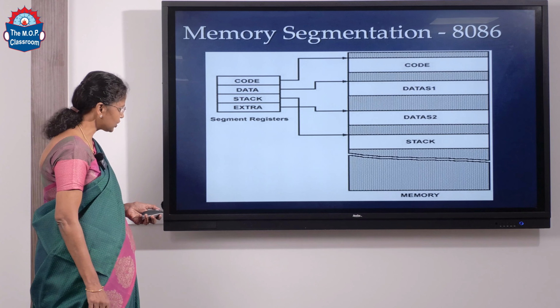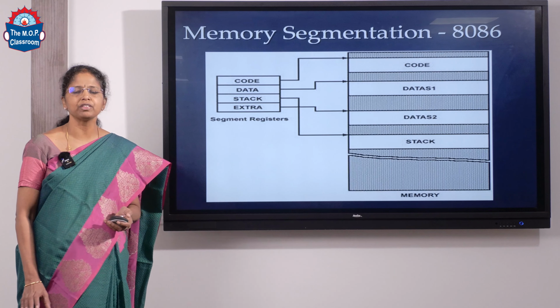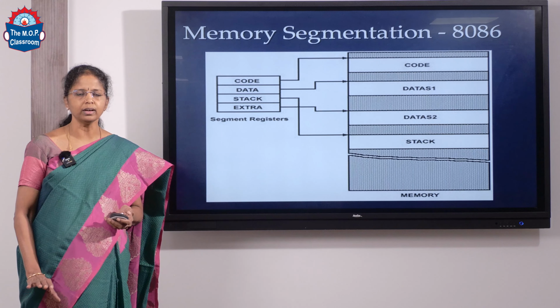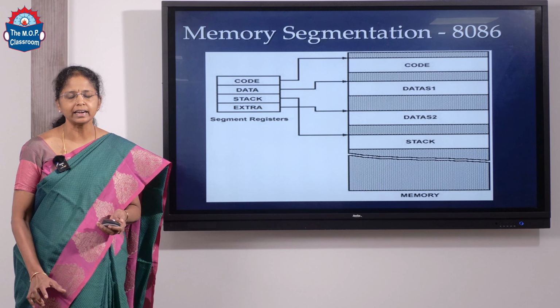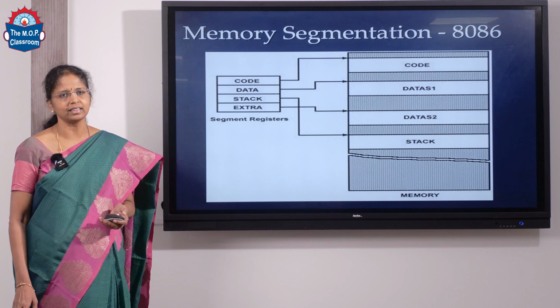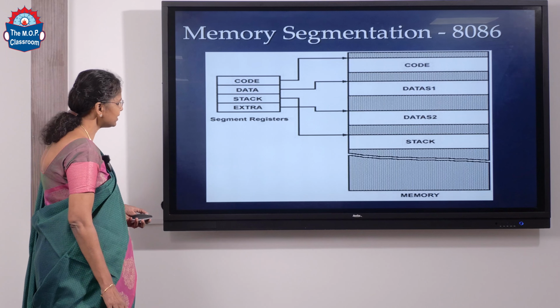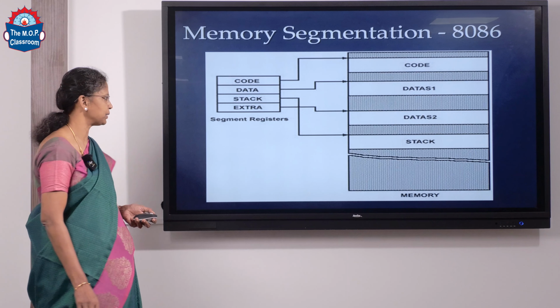Now, what is this code segment? The code segment of the memory is going to hold all the programs and the essential code. The data segment and extra segment are going to hold the data which is used for processing, and the stack segment is going to be used for the stack area, which has a specific purpose.